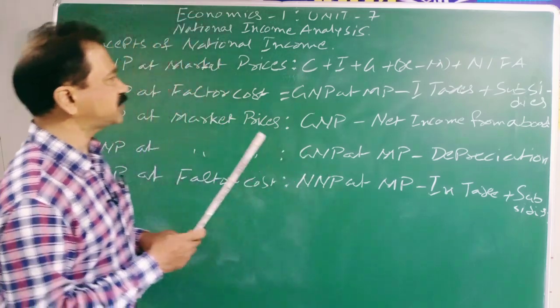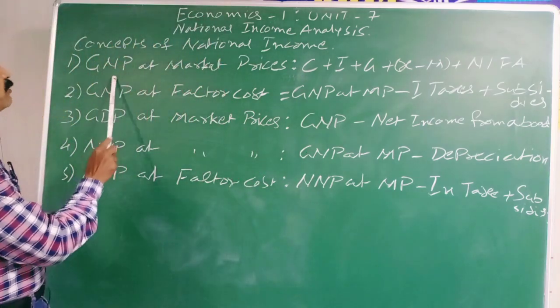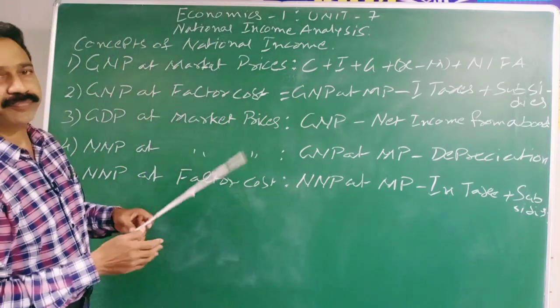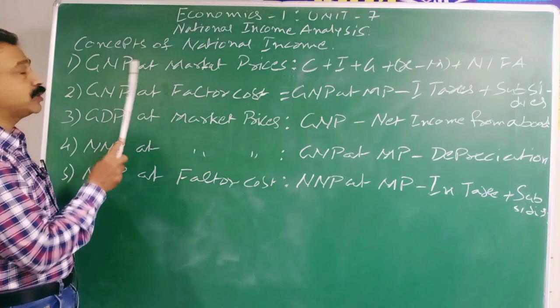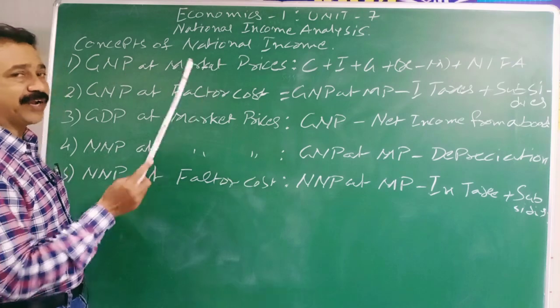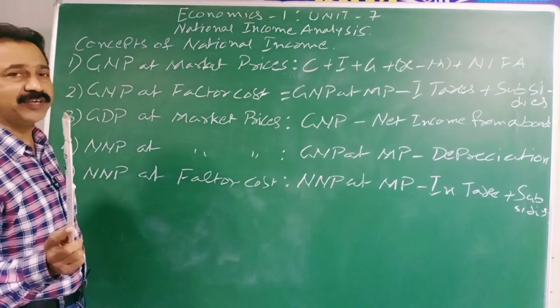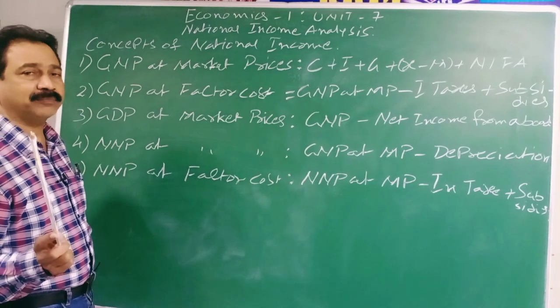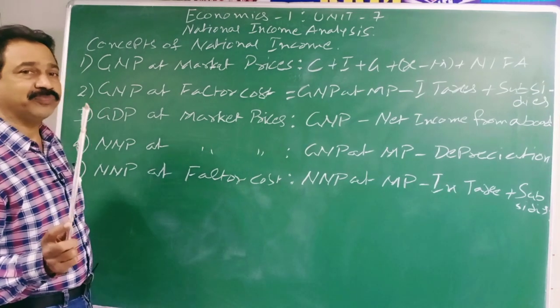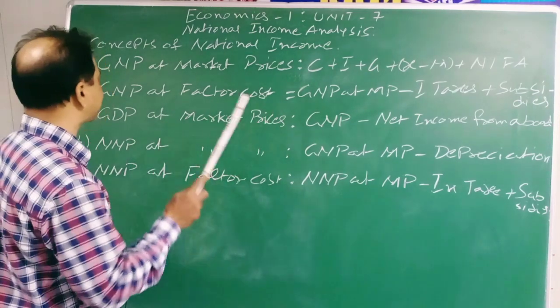The first one is GNP at market prices. Let me give you the total data. If you are writing, better you write it down on paper. From the beginning, I tell you to keep a notebook and a pen and keep writing. Then only you can enjoy the class.